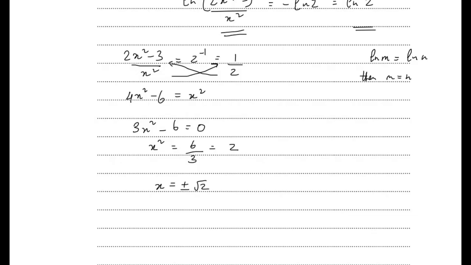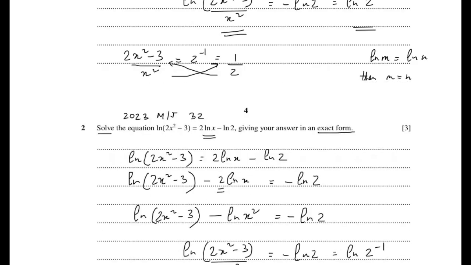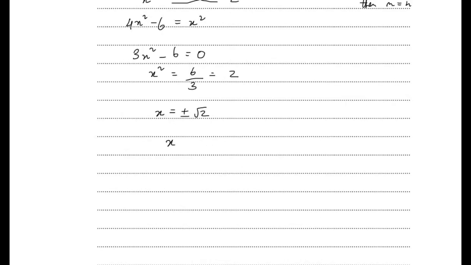Now, as always, you want to go back and see if these two values of x work in the original equation. I can see that there's a log x. So log of negative root 2 would give me a math error on my calculator because you can't find the log of a negative number. So the negative root 2 value we are going to discard and we'll just keep x is equal to plus root 2.